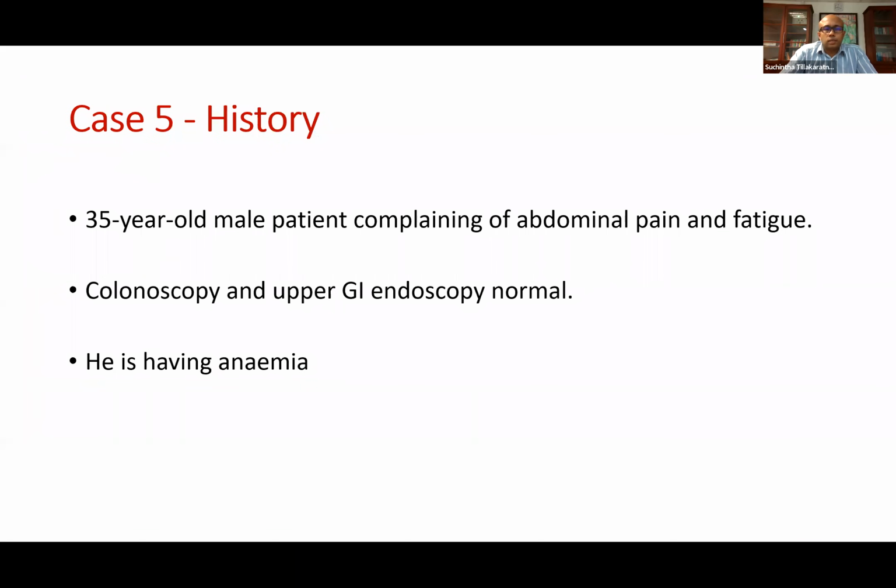It's a 35-year-old male who was complaining of abdominal pain and fatigue. His colonoscopy and the upper GI endoscopy was normal, and he was found to be having anemia. And I would like to ask Dr. Uday Ranamaka, as a gastroenterologist, what are your thoughts about this sort of a presentation?